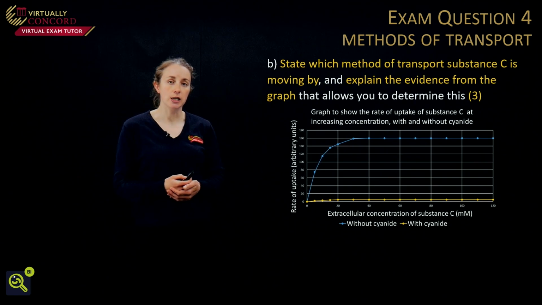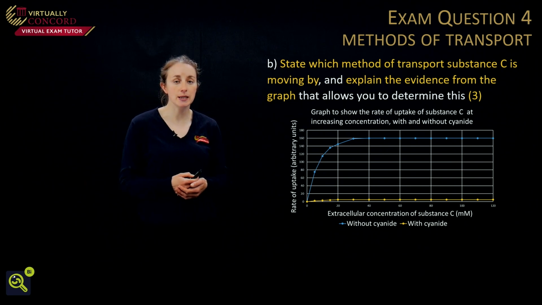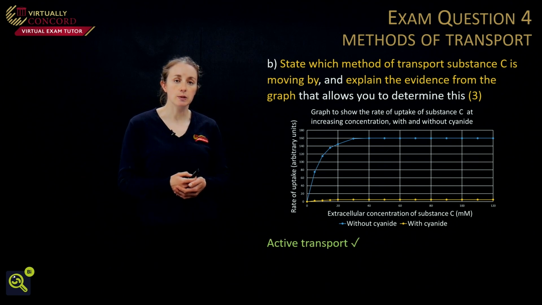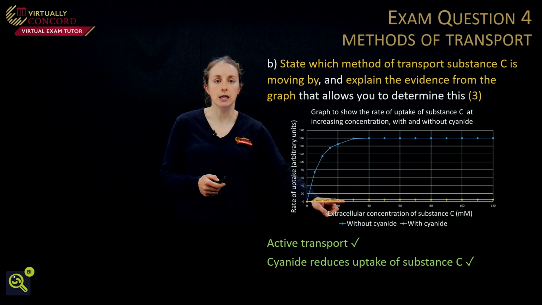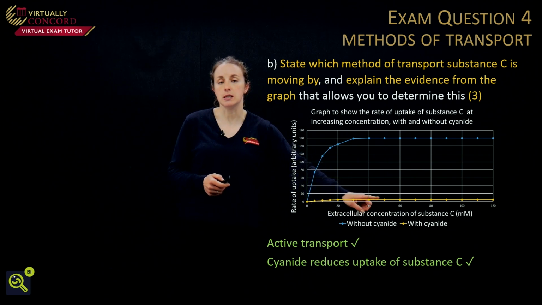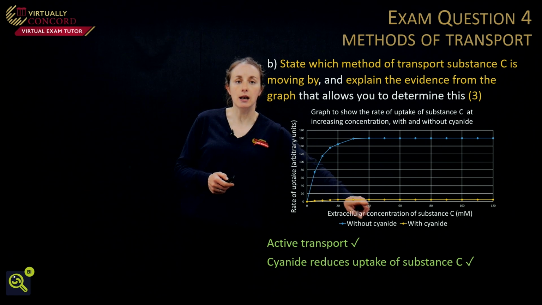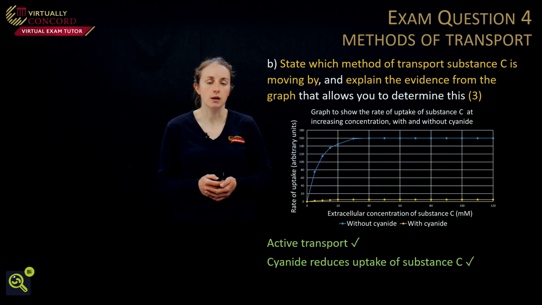If you ever get a question that relates to an enzyme inhibitor or a poison that inhibits aerobic respiration, and the question is relating to membrane transport, you want to be thinking along the lines of active transport and ATP being involved. So the answer here is active transport, and the evidence from the graph is that cyanide dramatically reduces the maximum rate of uptake of substance C. If you look at the yellow line, which is with cyanide, it levels off at a much, much lower level than the blue line without cyanide.